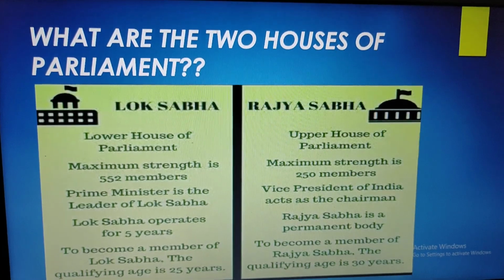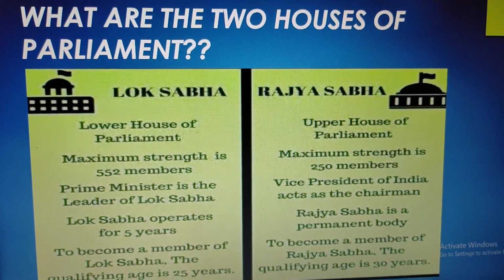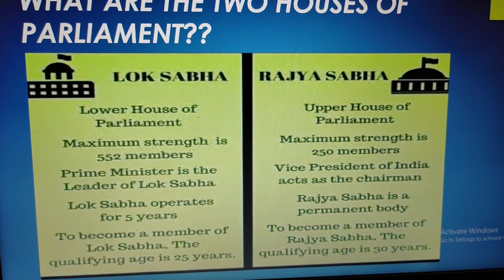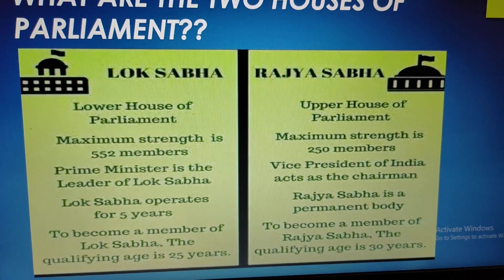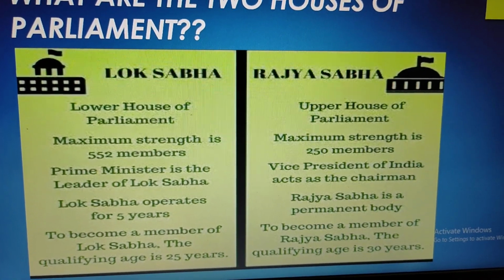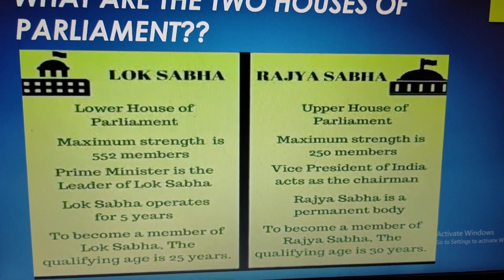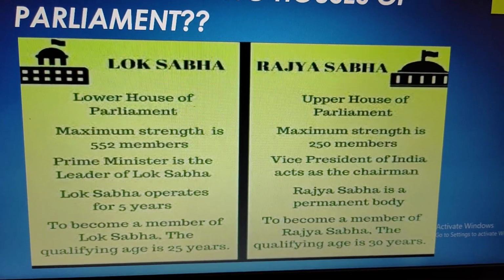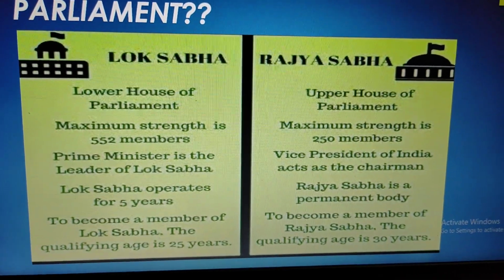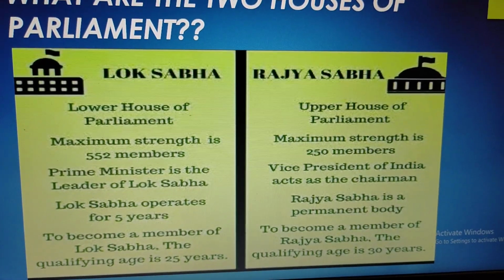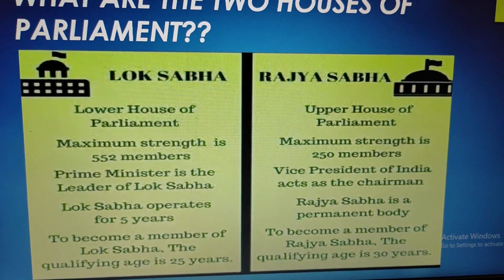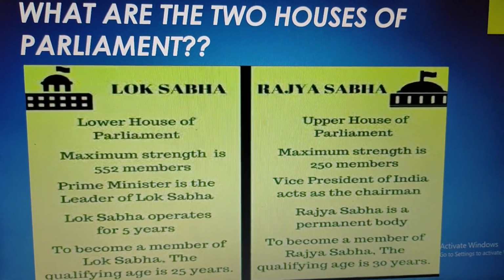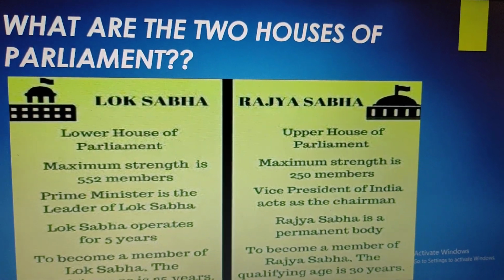Now, what are the two houses of Parliament? The two houses of Parliament are Lok Sabha, the lower house of Parliament, and Rajya Sabha, the upper house of Parliament. Maximum strength in Lok Sabha is 552. Maximum strength in Rajya Sabha is 250. The Prime Minister is the leader of Lok Sabha. The Vice President of India acts as the chairman of Rajya Sabha. Lok Sabha operates for 5 years. Rajya Sabha is a permanent body. To become a member of Lok Sabha, the qualifying age is 25 years. To become a member of Rajya Sabha, the qualifying age is 30 years.